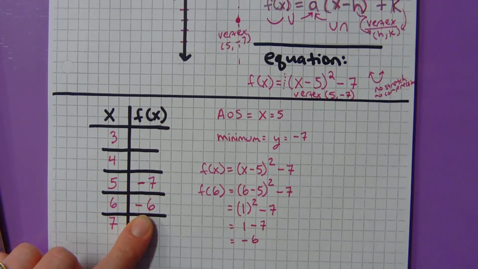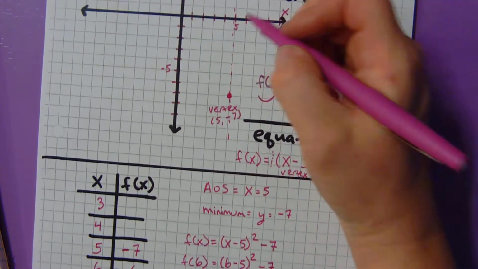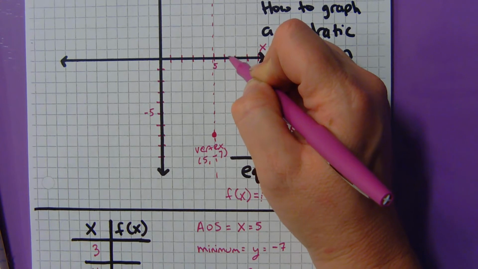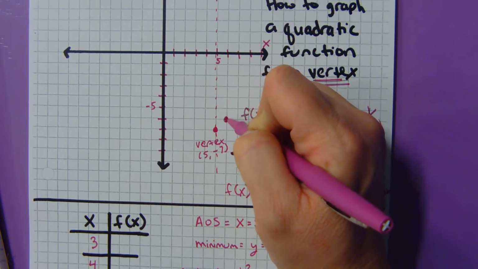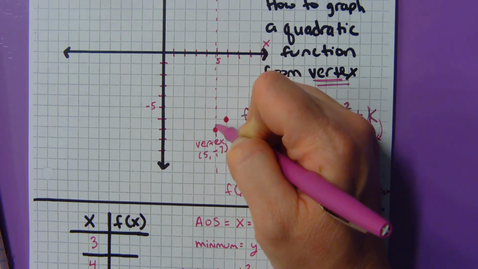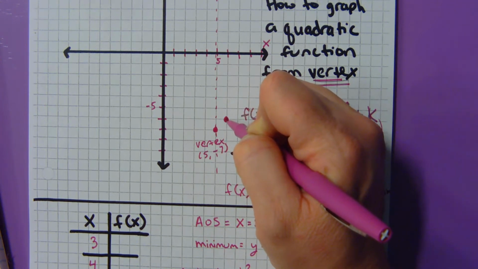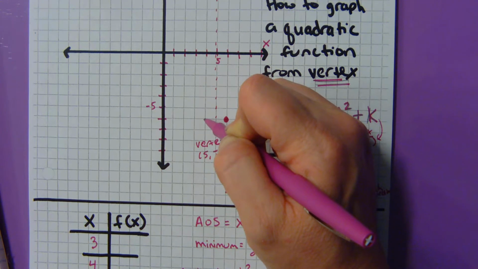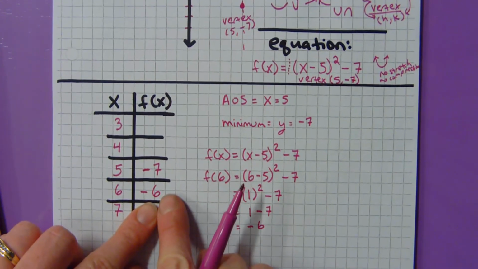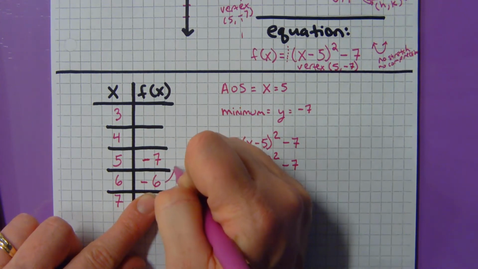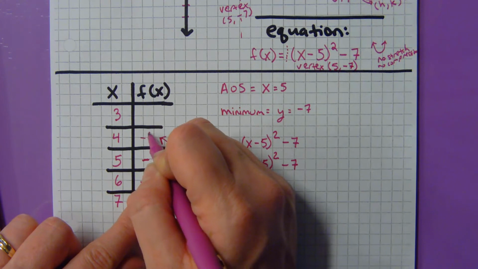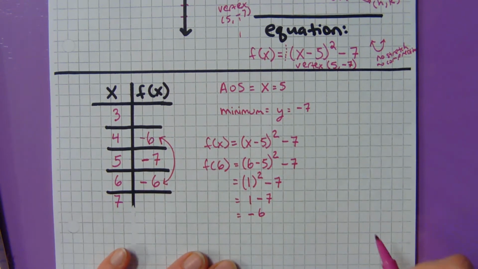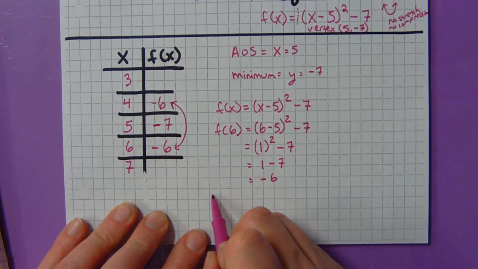So I'm going to go to my graph, and I have x is 6, and I'm going to go down to -6, and that's right there. And this axis of symmetry is my reflection, so this is 1 away from the axis of symmetry, so I'm going to go on the other side there. And so in my table, this -6 is the same thing as up here. So when x is 4, I get -6.